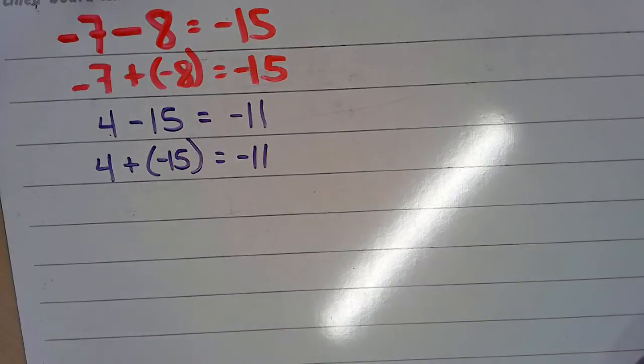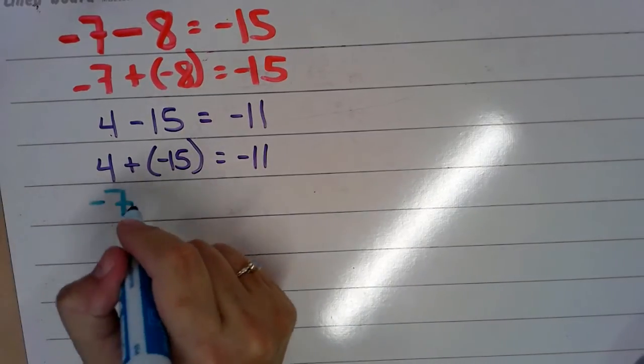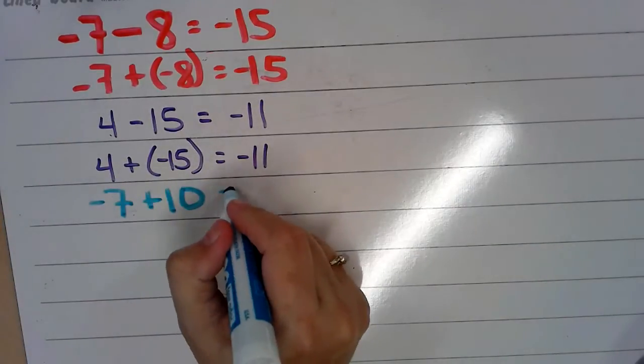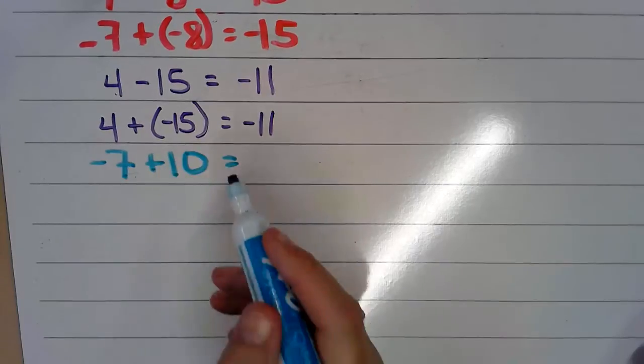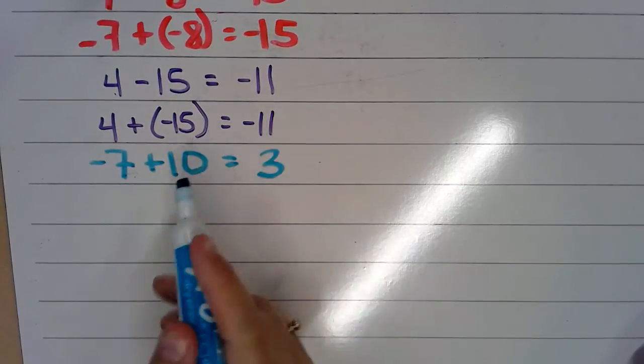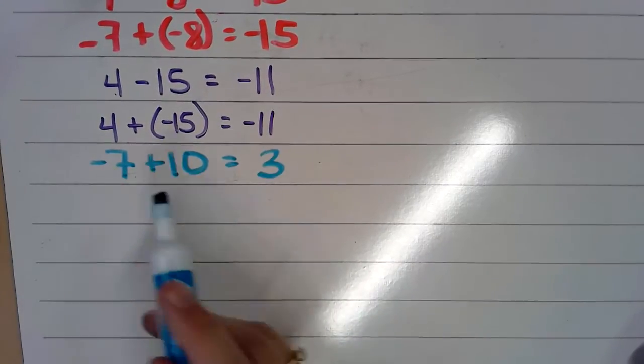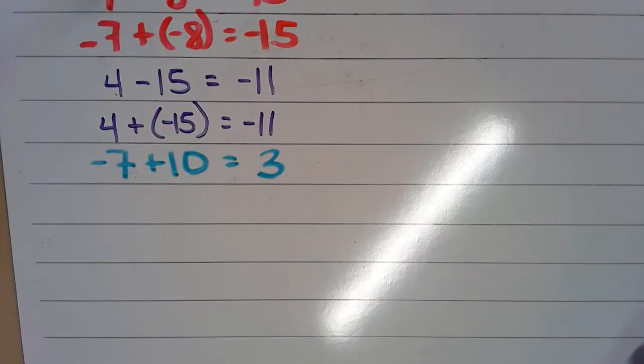How about if I have one like this? -7 plus 10. Well, I have two different signs, so I'm going to subtract them. 10 minus 7 is 3, and the 10 has the greater absolute value than the -7, so it's +3.